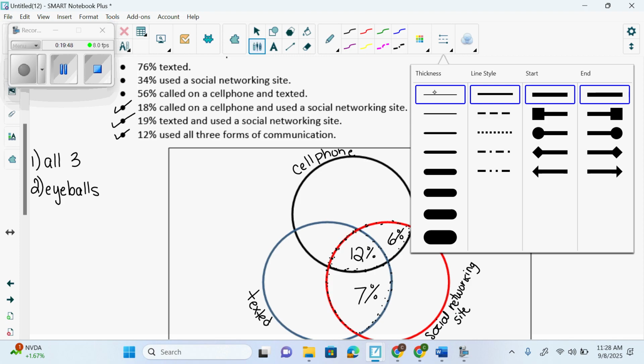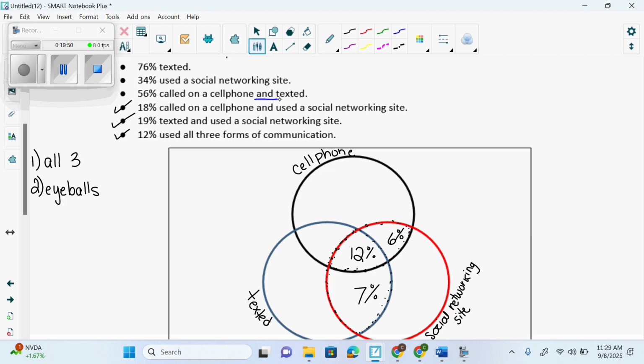Now I need 56 in the cell phone and texted eyeball. So I go to the cell phone and texted eyeball, and that's this shape. I need 56 in it. How many are currently sitting in it? How many are in the eyeball currently? 12. What's 56 minus 12? 44.